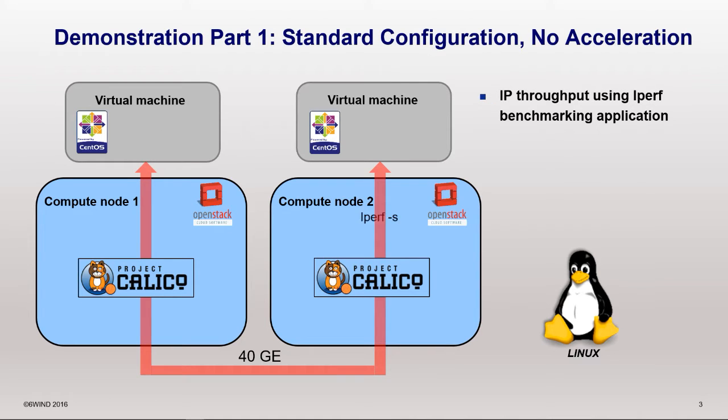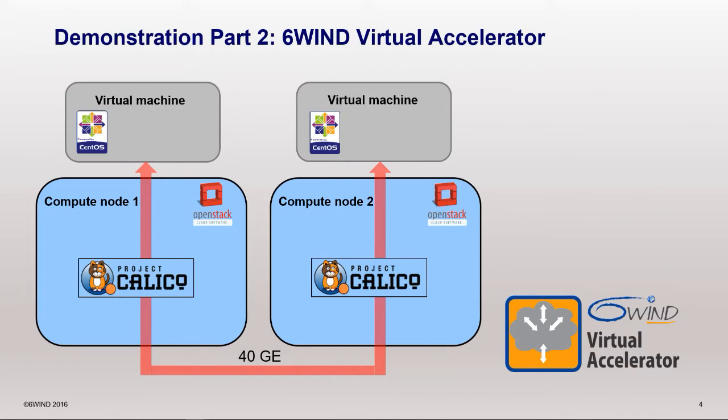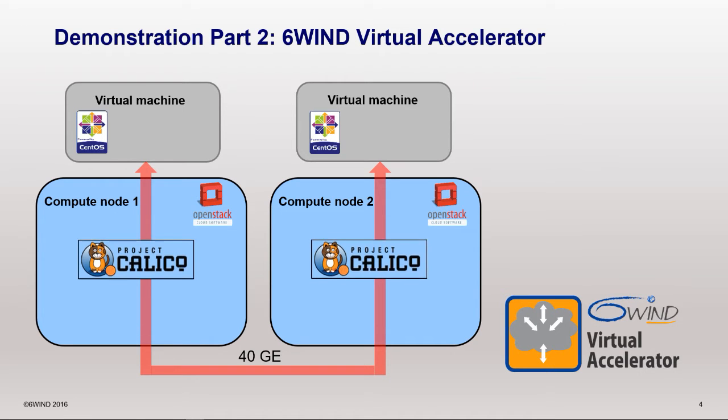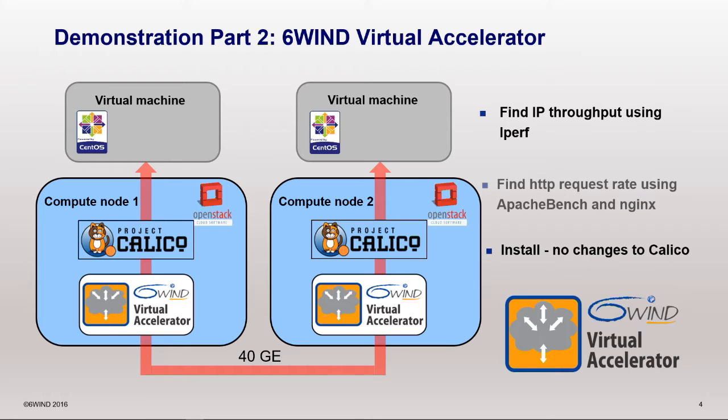Next, we deploy the Apache Bench benchmarking tool and the Nginx web server on compute nodes 1 and 2, respectively, to determine the HTTP request rate. In part 2, we use the same base configuration and integrate 6WIND Virtual Accelerator into the hypervisors, and note that Calico requires no modifications. We run the same IP throughput test and the same HTTP request rate test.